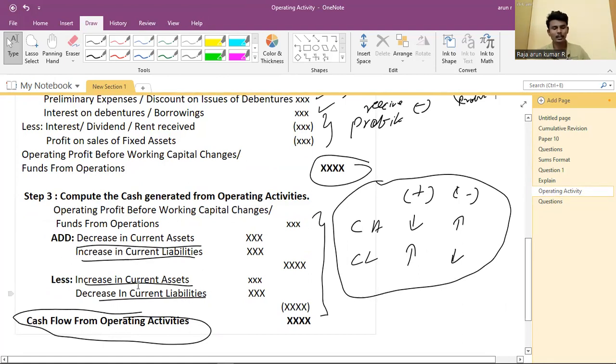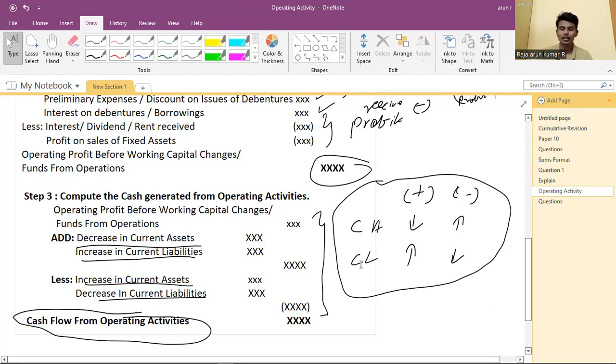Increase in current asset, less it. Decrease in current liability, less it. Okay, this is the third format. Operating profit before working capital changes answer, no? That answer we keep in the sum, and we do the working capital changes.